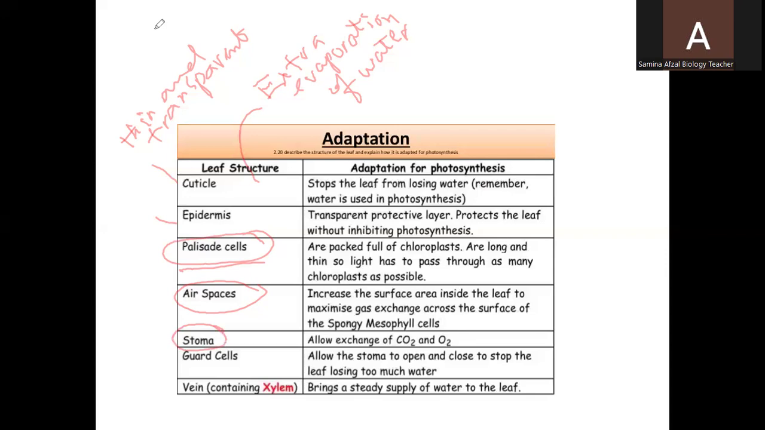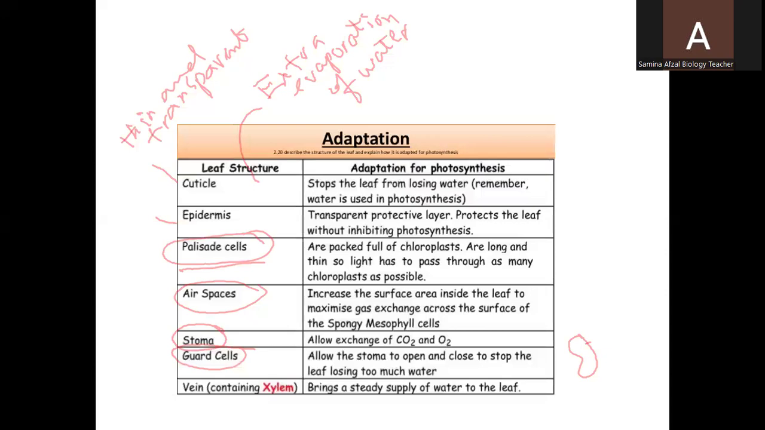The formation of the stoma is the responsibility of guard cells, which are bean shaped. When they are open, exchange of gases takes place. When they are closed, no exchange of gases takes place. So in this way, these are the different parts of the cells which are adapted for different functions.